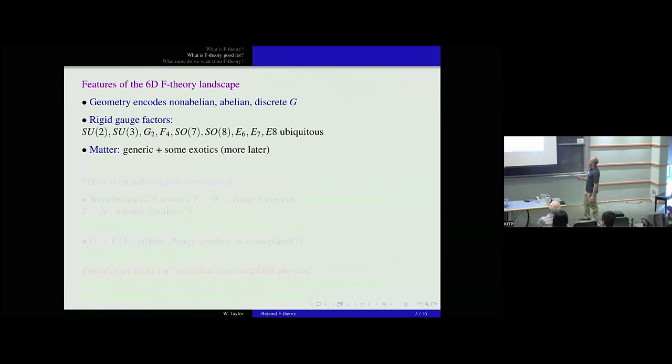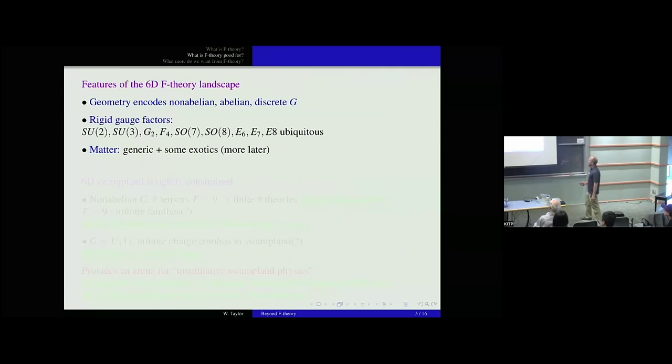General bases have these rigid gauge factors which fit in this list. And so your typical theory has a bunch of factors of these gauge groups in 6 dimensions and in 4 dimensions before those groups are broken. There's also matter, and I'm going to talk more about matter. There are certain kinds of matter representations that are generic, and then some special kinds of exotics that can appear in F-theory. I'm going to talk a bit more about that.